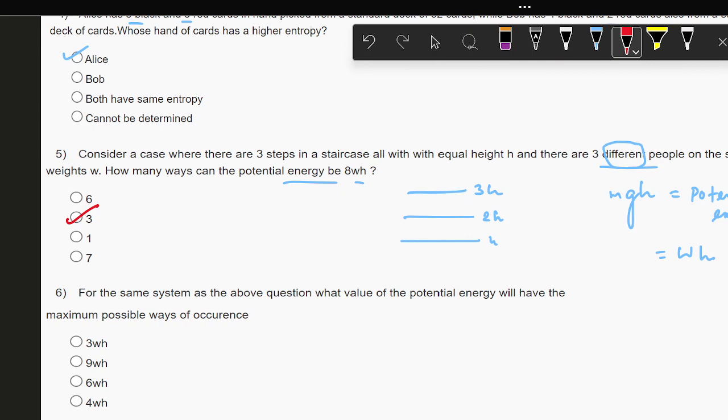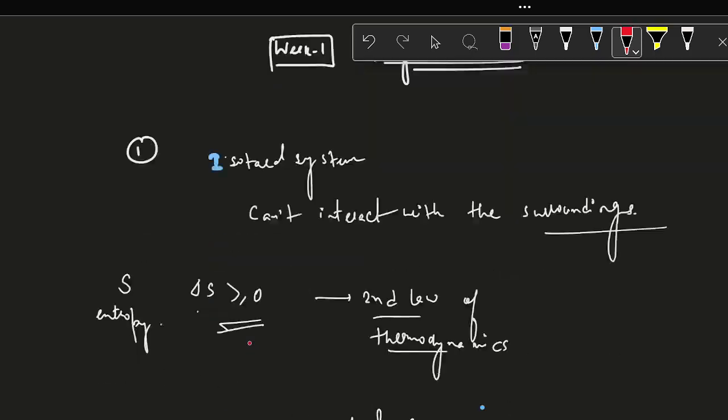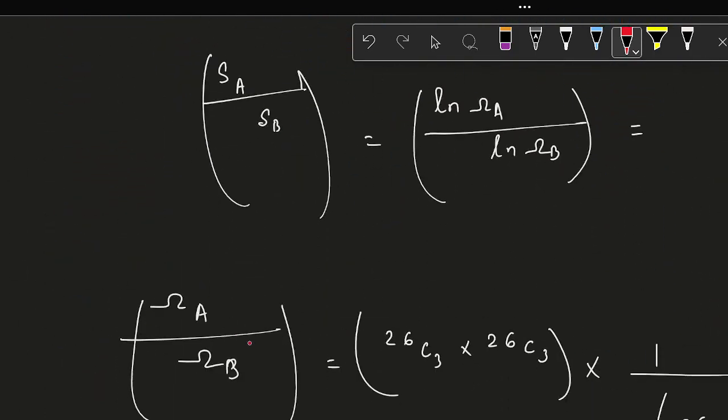Alright, so now question number 6. It is asked that for the same system as the above question, that is question number 5, what value of potential energy will have the maximum possible ways of occurrence? Now because the same system's problem is given in 6, the elaborate calculation will come in handy, because now we have the total set of possible potential energies in our hand by the calculation and pictures we have drawn. So we now know what are the possible potential energies for all types of configurations that are present here, and it is asked for what potential energy the maximum possible ways of occurrence will be happening.